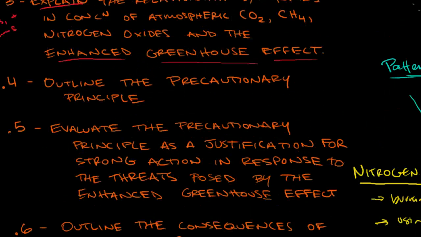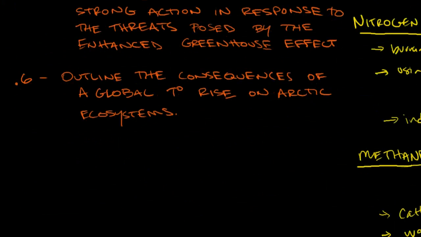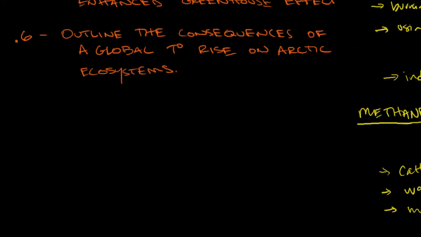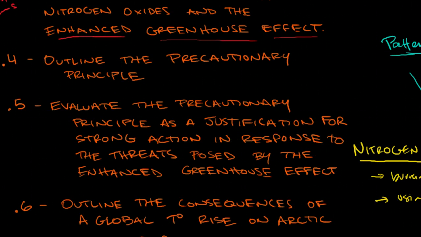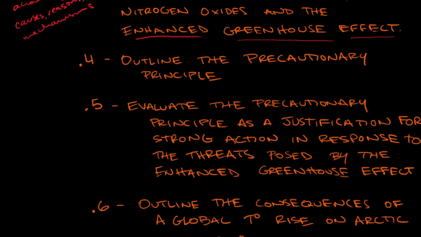Let's see. Point 4, outline the precautionary principle. Now, I hope this is ringing bells, because that's something you have to do for your group 4 project, is talk a little bit about the precautionary principle. You have to outline. So, what does the word outline mean? It means to give a brief overview. So it's not just listing things, but talking about them. I'm not going to write anything down because I think we can talk a little bit about this.